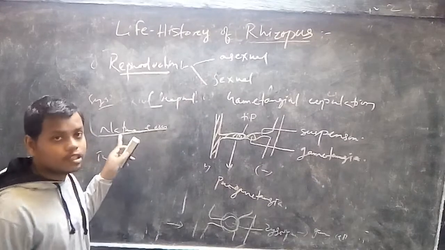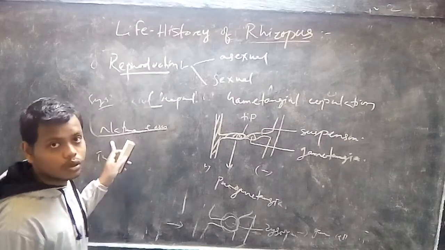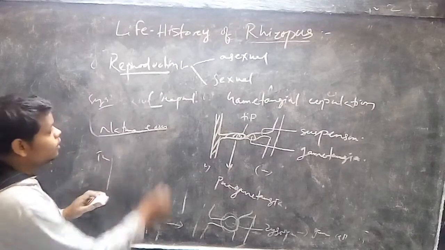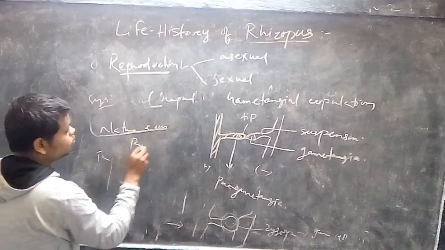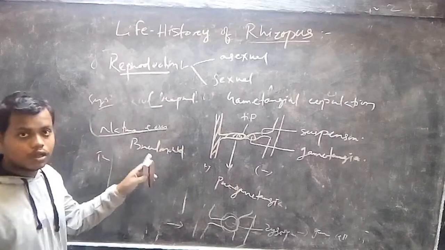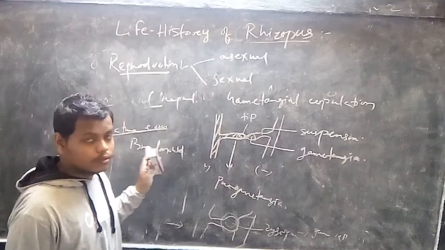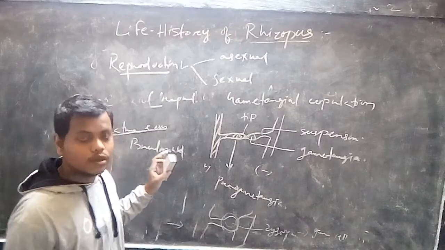The nature of the Rhizopus is a parasitic fungus. Okay, that's why it grows on other substratum. And occurrence, where it is found, it is generally called bread mould. B-R-E-A-D, bread mould, M-O-U-L-D, bread mould. It is found in bread or in any fruit or vegetables which are kept for many days at home.